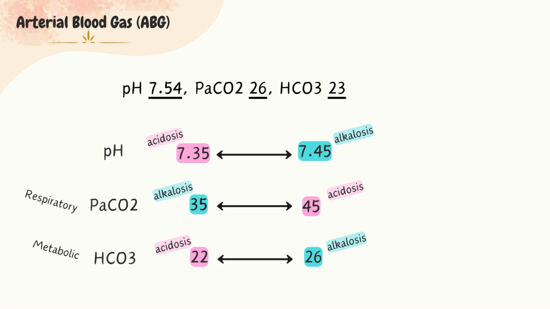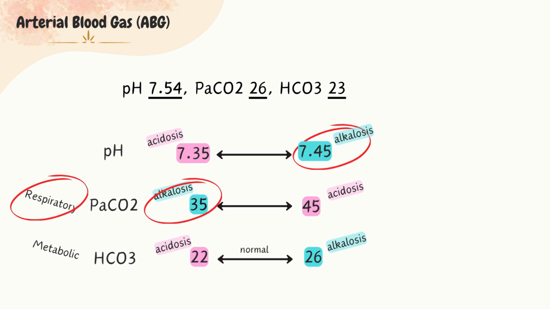pH is 7.54, which is more than 7.45, so it is alkalosis. PaCO2 is 26, so that is alkalosis. HCO3 is 23, so that is normal. So we have pH going into alkalosis, and we also have a match in which system? The respiratory system, because CO2 is also in alkalosis. So this is respiratory alkalosis.